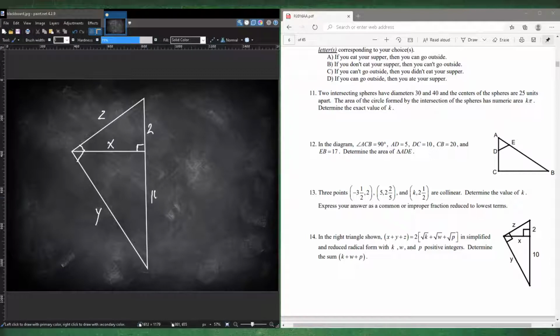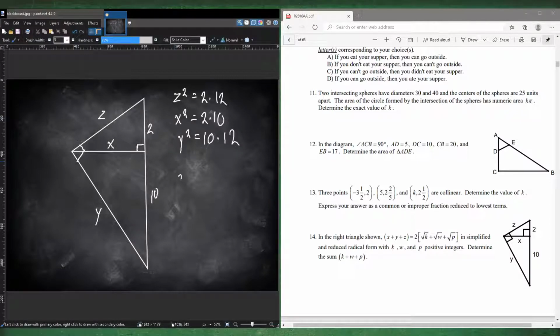So let's say 2 and 10. The property is that z squared is equal to the part under it, which is 2, times the entire length, which is 2 plus 10, so that's 12. And x squared is equal to 2 times 10, so it's just the two parts under it. And then y is basically the same thing as z: the part under it, which is 10, times the entire length, which is 12.